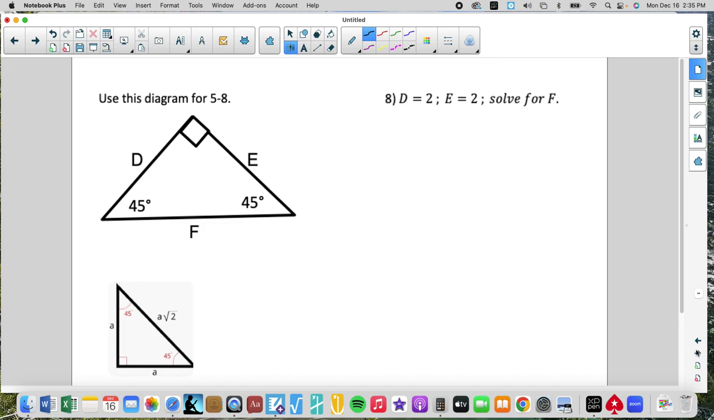That's a good one. D and E are 2 and 2, so F is going to be 2 rad 2. That's how nice.